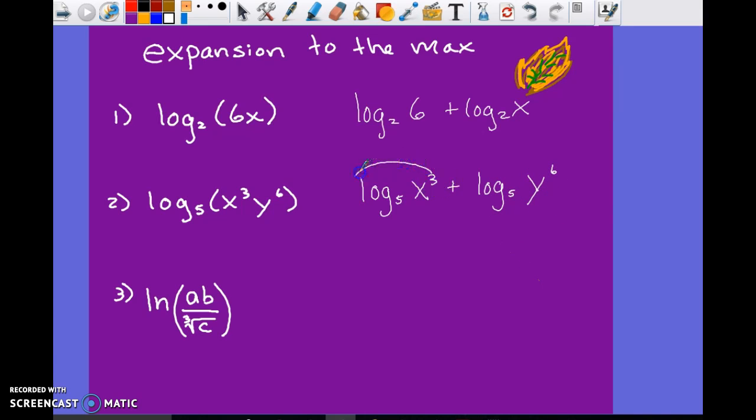And now I'm going to take these numbers and throw them out front. If you're able to do this all in one swoop, that is fabulous. And if you can't, that's okay too. Squeeze this 6 up front.